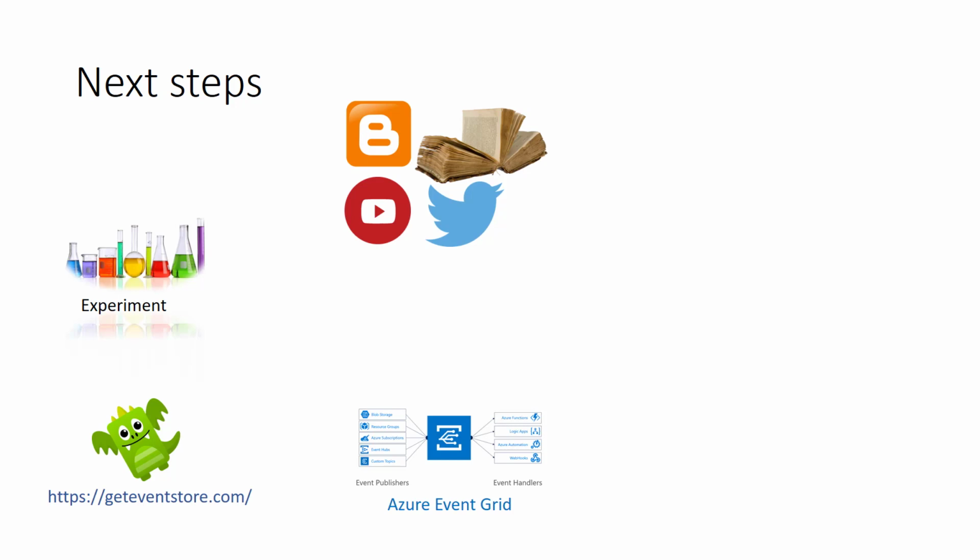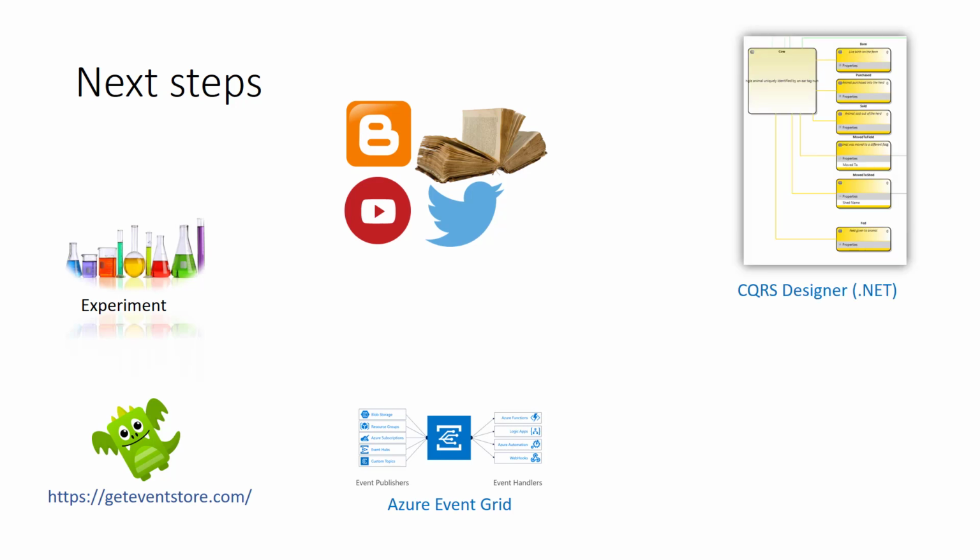For production systems, you could use an event sourcing system such as EventStore, which you can find at www.geteventstore.com. You could also use a solution such as Azure Event Grid to build a cloud-hosted enterprise system incorporating event sourcing in the mix. Finally, for .NET developers, there's a CQRS designer which I have put together for designing and code generation of the boilerplate code for an event sourcing system. This can be found on codeproject.com.